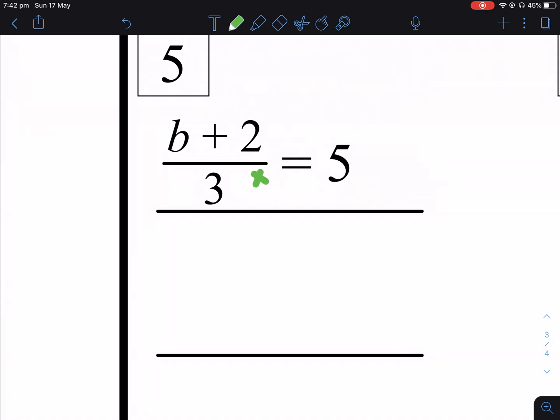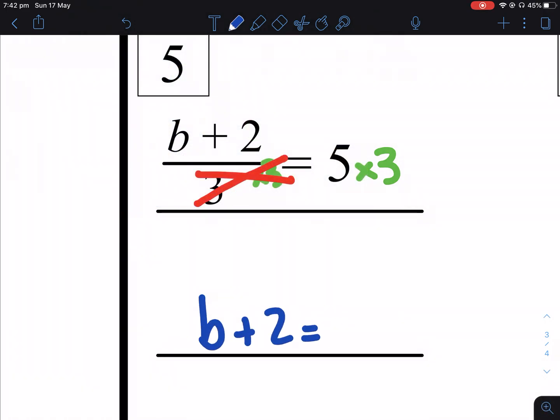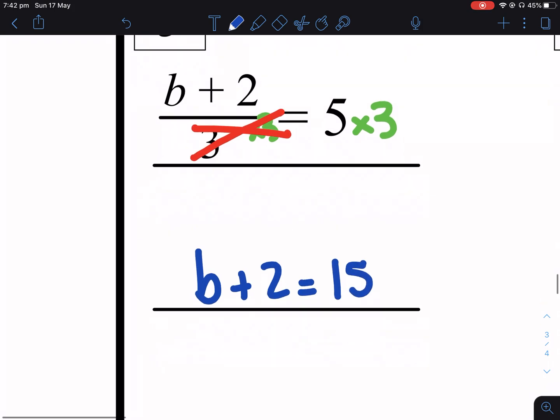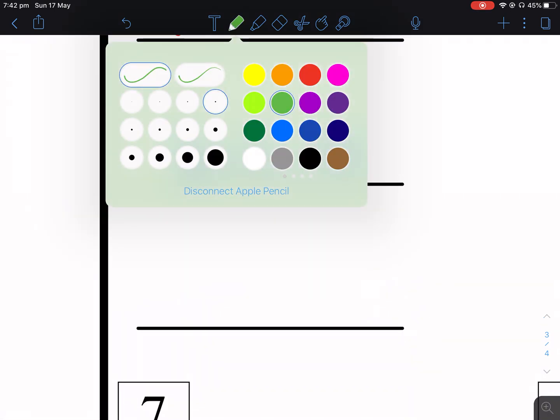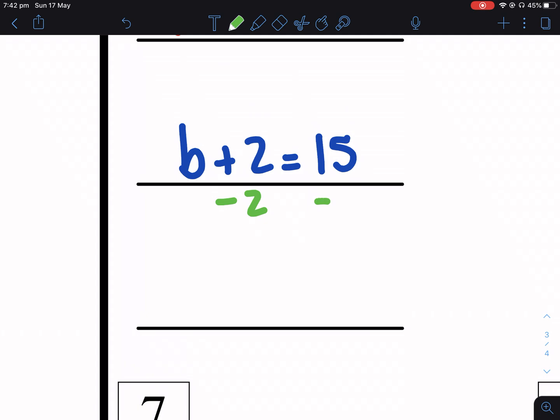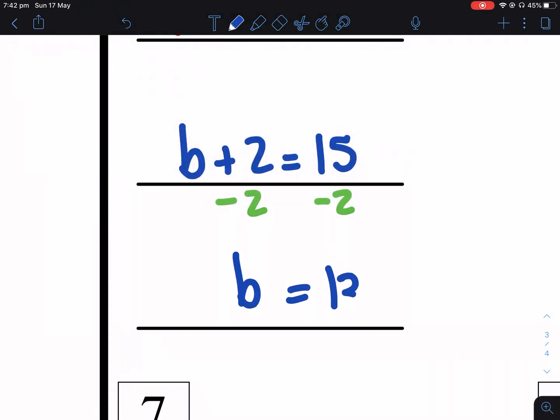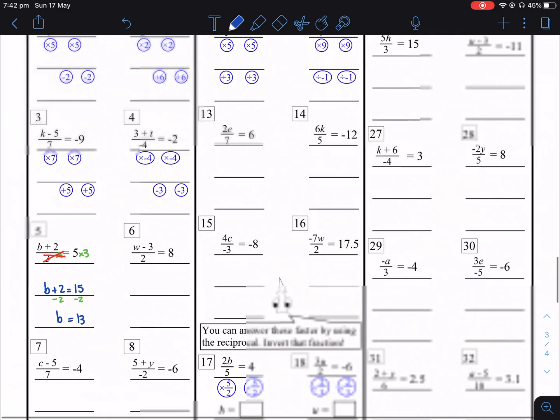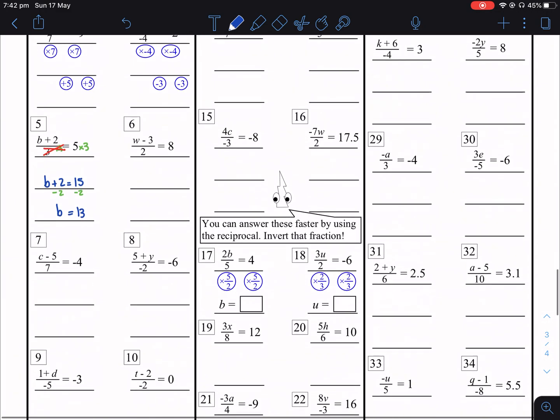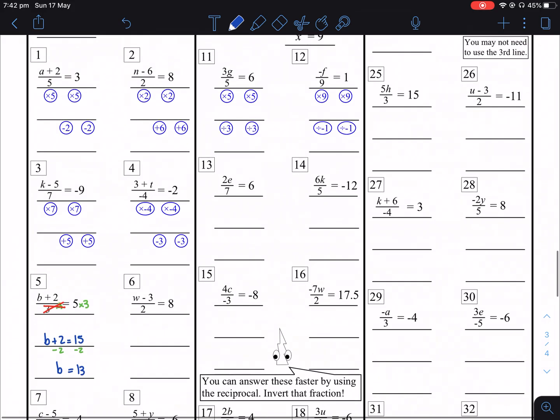So we're going to times by 3, times by 3. So that gets rid of those, and we end up with b plus 2 equals 5 times 3 is 15. And now you know what that is. You probably don't even need to write this bit. Minus 2, b equals 13. That's what you're going to do for those.